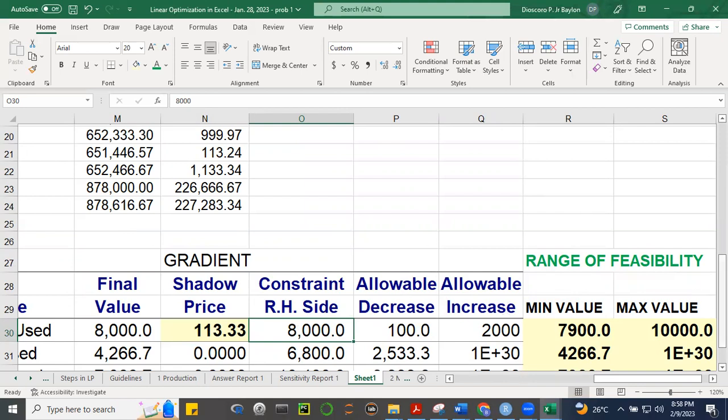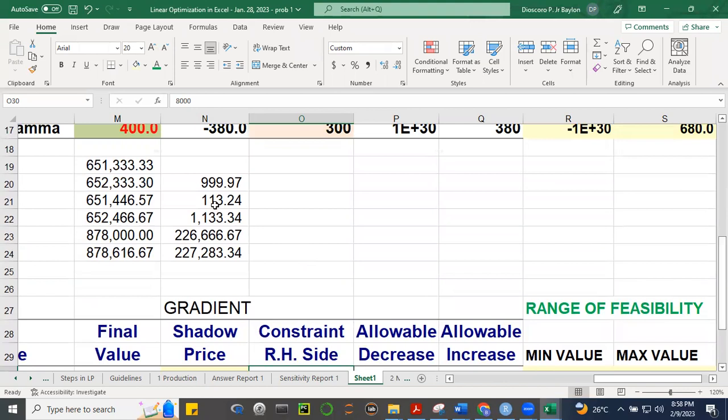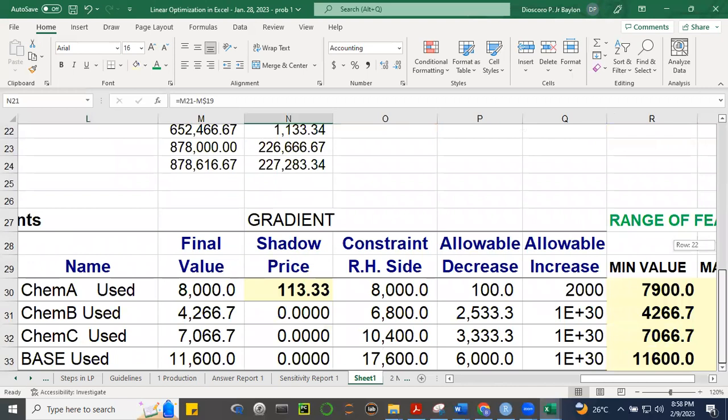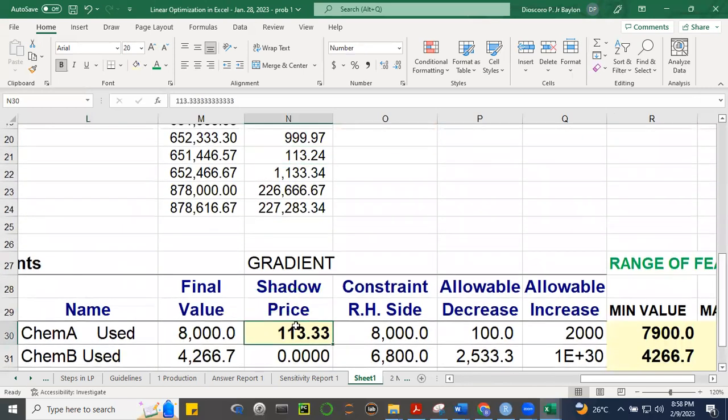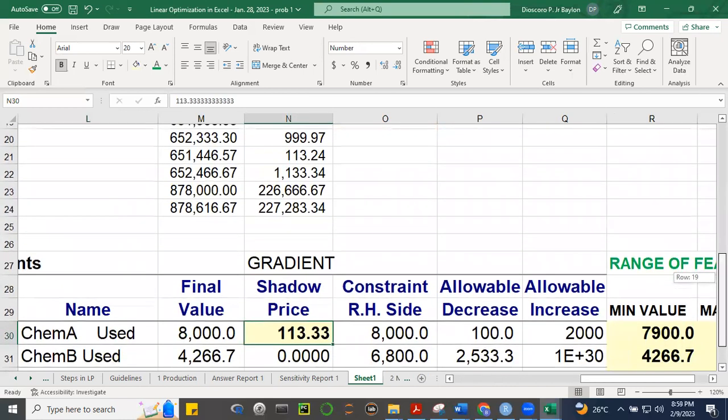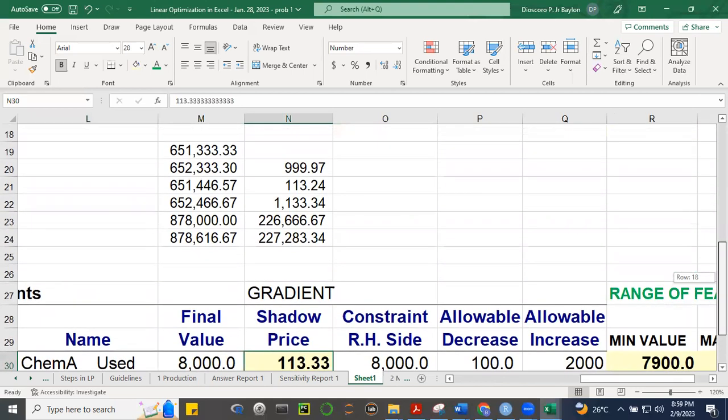Kaya nga tingnan nyo class, no? Ito, nag-1 unit change to. Diba? Ito yung 1 unit change natin. Nung nag-1 unit change, ilan yung naging effect sa objective function? 651,446, nag-increase siya ng 113.3 approximately, no? Medyo may konting difference sa price, but fractional lang. Okay? Which is quite surprising kasi alam ko dapat eksakto yan.